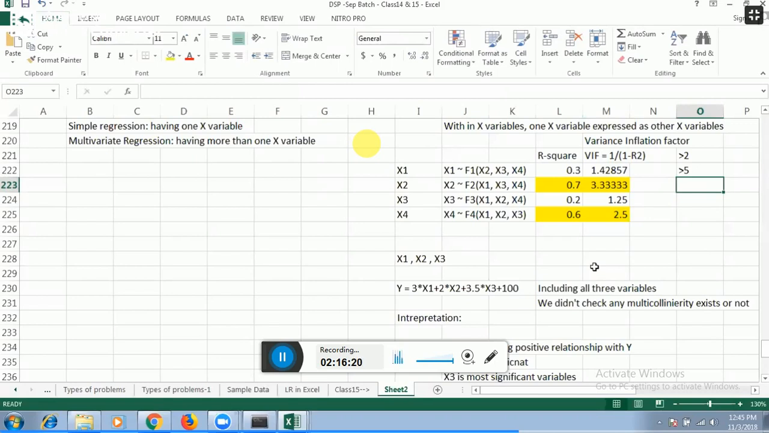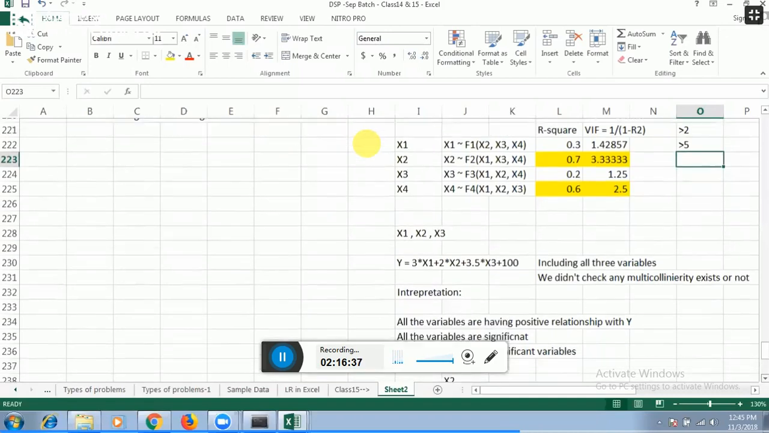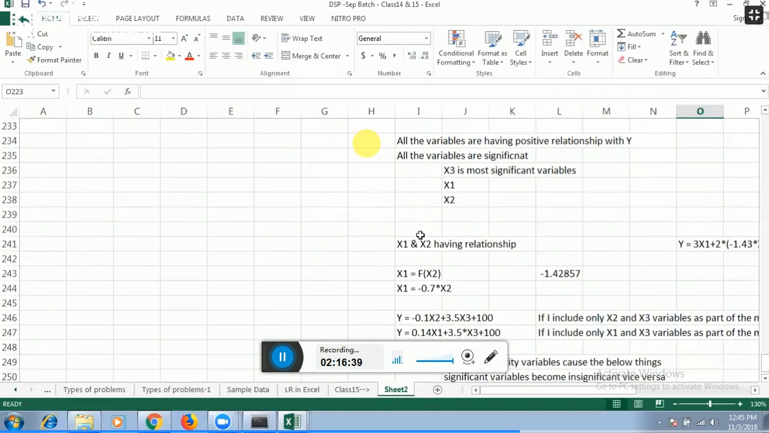Chandra, just one doubt. When R square is high, we conclude that VIF is high, and that means multicollinearity exists, right? Correct. What is the effect on the model? Is it good for the model? That is what I was explaining earlier. Multicollinearity creates some kind of problem in your model. Some important variable becomes unimportant. Some positively correlated variables show up as negatively correlated, or vice versa.